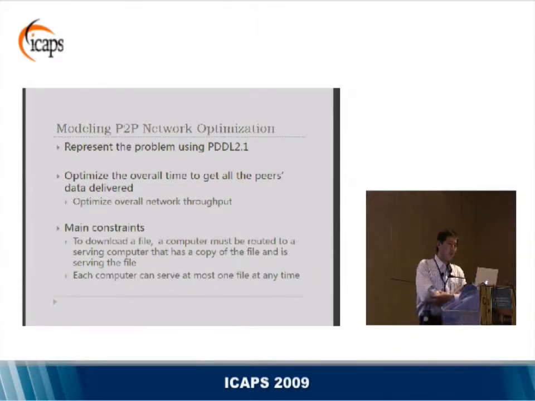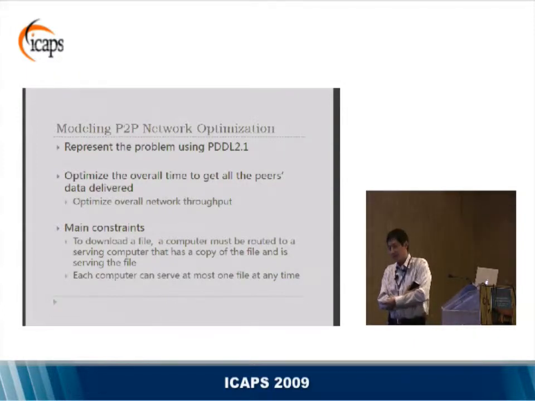So our goal is to optimize the overall time to get all the peers' data delivered. This is a metric that is in the middle ground of 2 extremes. From the user's viewpoint, a user would want to download his file as quickly as possible, but in that case, it may sacrifice the time of other users. From a network provider's point of view, they want to minimize the total network traffic. They do not like P2P networks. In our case, we just minimize the overall time. That means we optimize the overall network throughput.